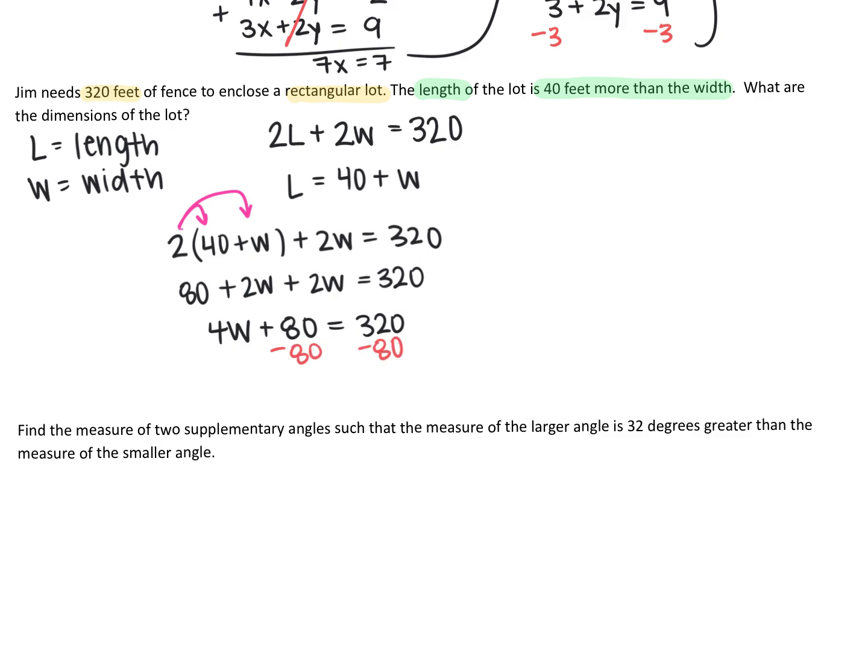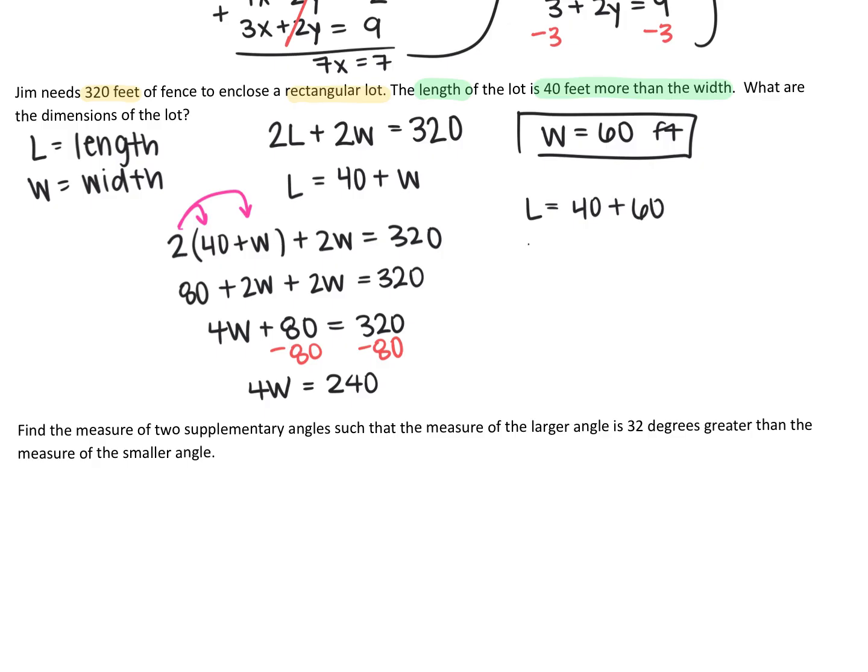Subtract 80 from both sides. We're going to get 4w equals 240, and then we'll divide both sides by 4, and we're going to get w equals 60 feet. So then for my length, which is 40 plus w, I get a length of 100 feet.